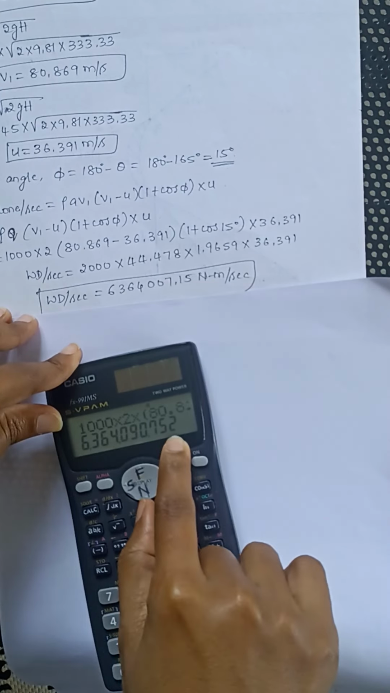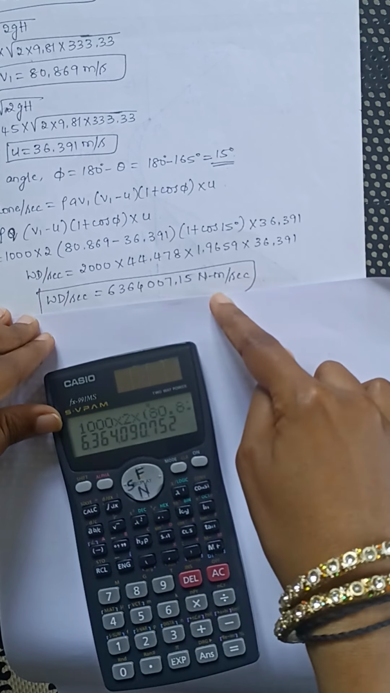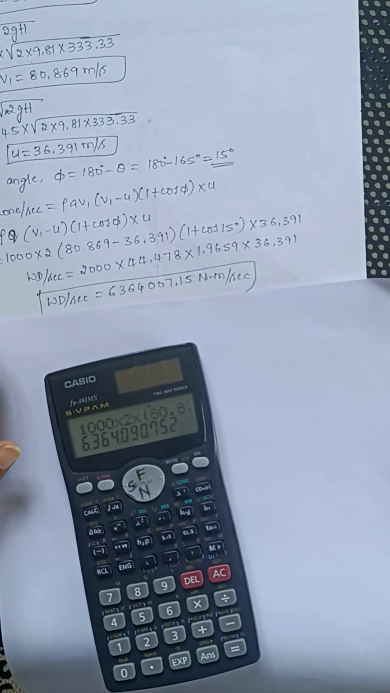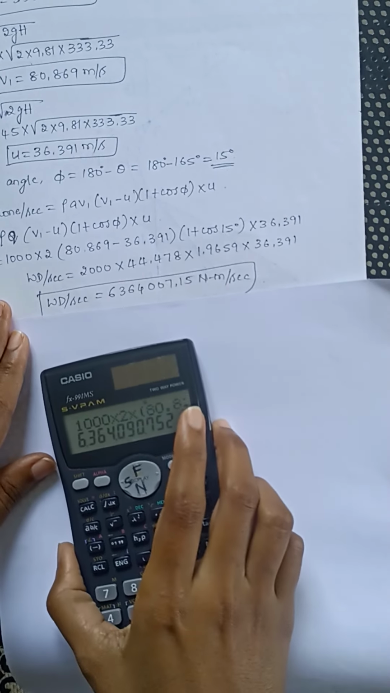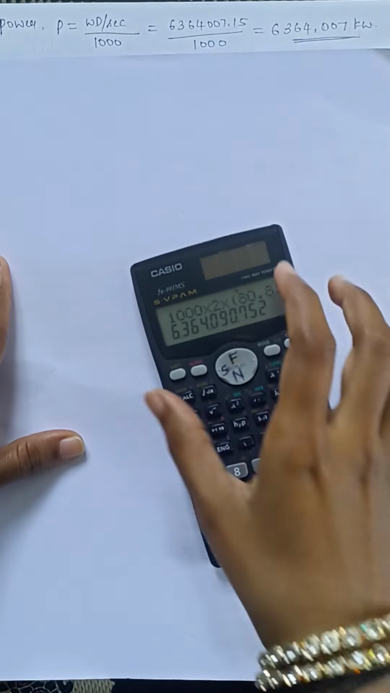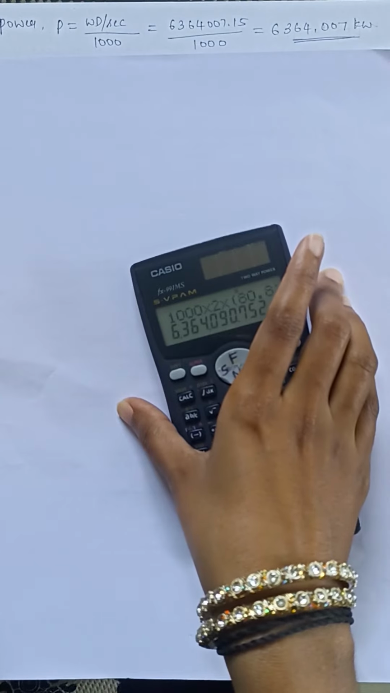So whatever the value that you get, you just enter it. That value will be in terms of Newton meter per second, which is nothing but watt. So that gives us the work done per second. But we have to find the power that is required. For finding the power, work done per second itself represents the power, because that value we will be getting in terms of watt.